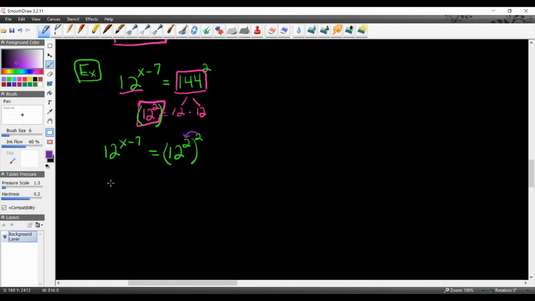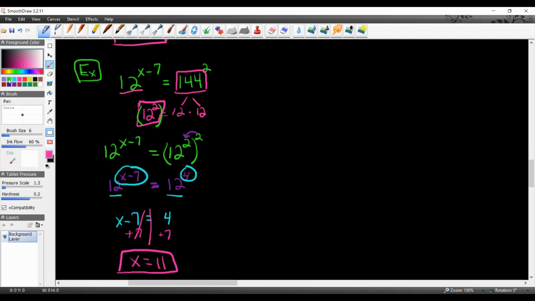And we rewrite this. So this is still the same. 12 to the power of x minus 7 is equal to 12 to the power of 2 times 2 is 4. Okay, and our bases are now the same. So there's a 12, there's a 12. All I need to look at is my exponent here, my powers. So we have x minus 7 is equal to 4. Okay, we solve for x, so we're going to add 7 to both sides, and that gives me x is equal to 11 in this case.